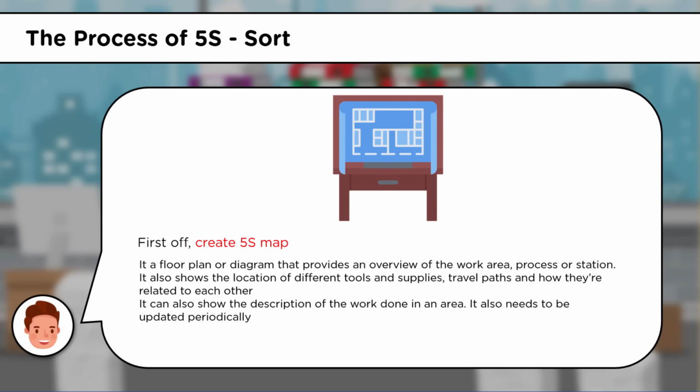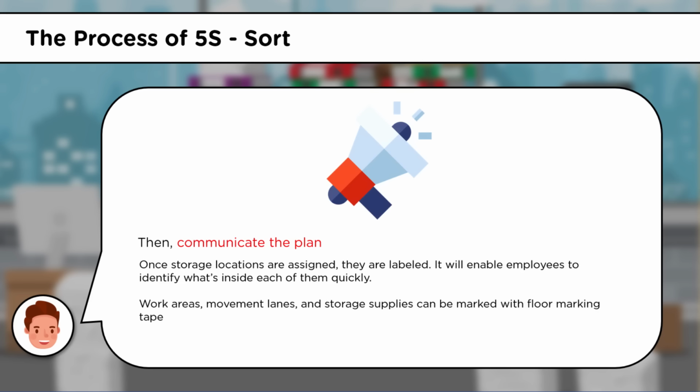It can also include a description of the work that's done in that particular area. It also needs to be updated periodically. Then the plan needs to be communicated. Once storage locations are assigned, they're labeled. With this, employees will be able to easily identify what's inside these storage locations. Floor marking tapes could also be used to mark work areas, movement lanes, and storage supplies.